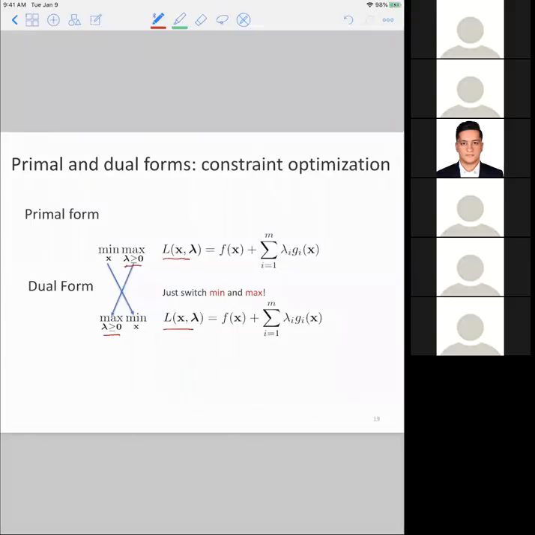So now I want to ask, will the two types of formulation end up with the same optimal solution? I mean, will the optimal function value for the dual form be exactly the same as the optimal function value for the primal form? Give me a guess.